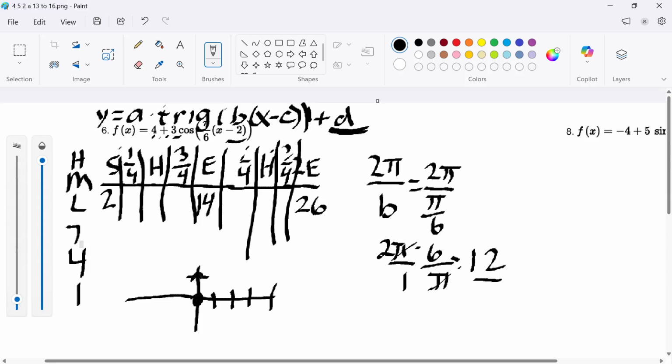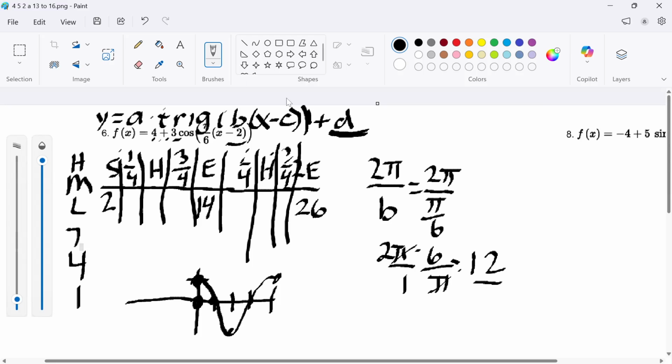So cosine starts at the high, goes to the mid, down to the low, back to the mid, and back to the high. That's what cosine looks like in one cycle. So I have to do that here at the 1/4 mark through. So it goes 2 to 14. What's the halfway between 2 and 14? 14 plus 2 is 16, divided by 2 is 8. Halfway between 8 and 14, 8 plus 14 is 22, divided by 2 is 11, and 8 plus 2 is 10, divided by 2 is 5.